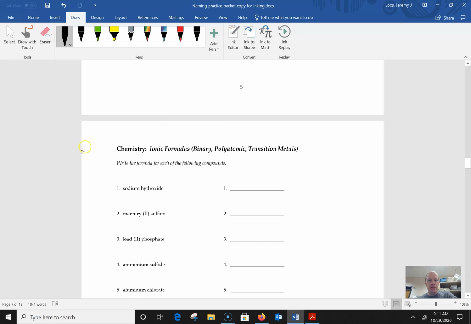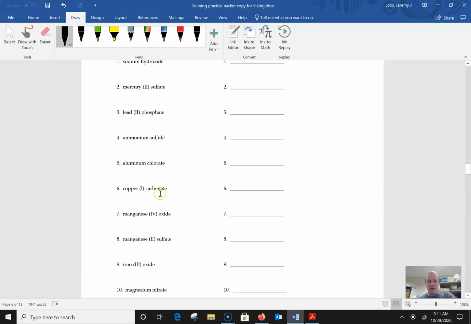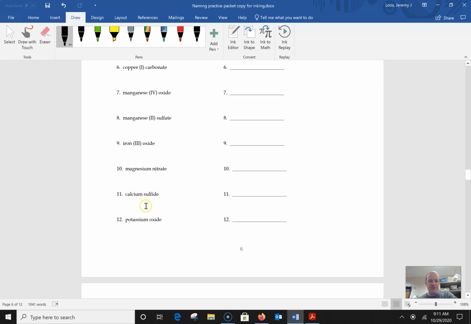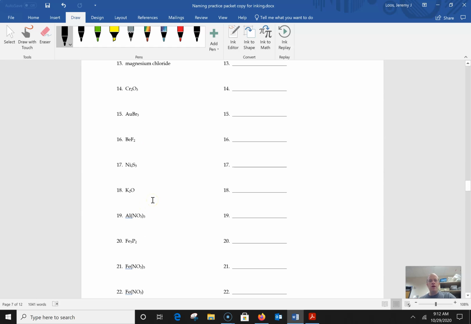Now, this page is only ionic compounds. See how it says ionic formulas? That means nothing on this page is going to use prefixes. Notice how there's no prefixes on any of these things, and there's not going to be any prefixes on this bottom part. So the biggest thing we're going to have to worry about is whether we should be using a Roman numeral or not.